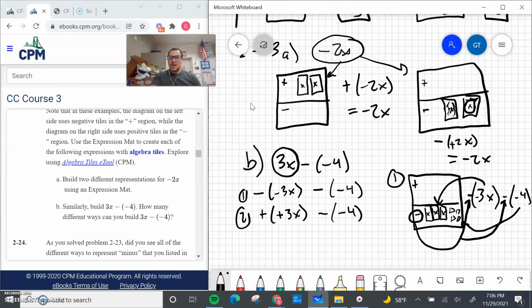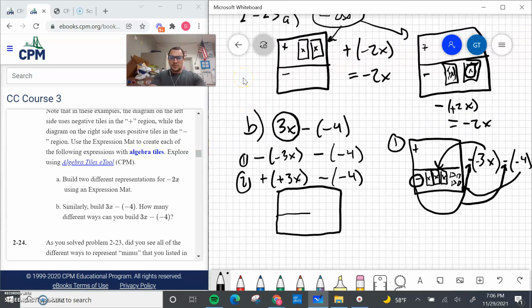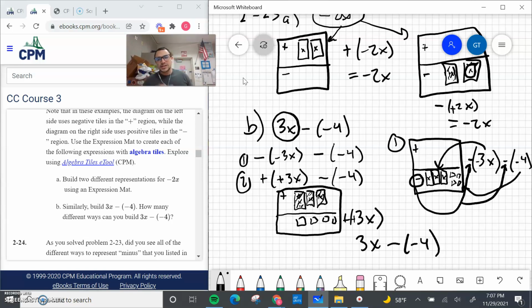And if I wanted to do number 2, I would just take those 3 x's that are negative and put them in the positive. And I'll go ahead and do that right now. And actually, let me move my thing up a little bit. So then I would have x, x, x, and it would be positive. So I'm going to fill those in. And the bottom would have 1, 2, 3, 4. So again, this is going to be positive 3x, because I have 3 positives in the positive region. So positive, positive. But we don't need to put positive, positive. We can just leave it like that. Minus negative 4. And so that's another way that you can do it.